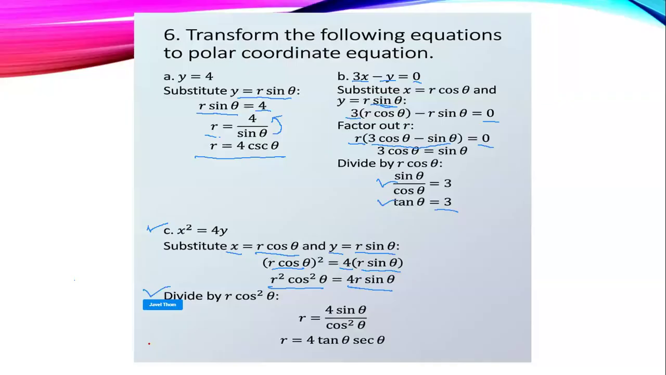And next we divide by r cos theta, which gives r equal to 4 sine theta divided by cos squared theta. So we have r is equal to 4 tan theta sec theta. Moving on.